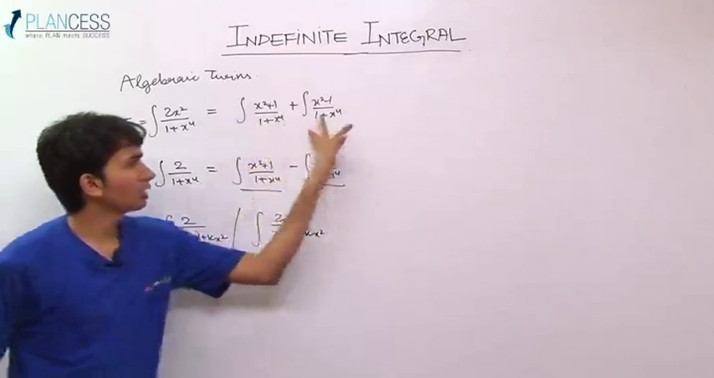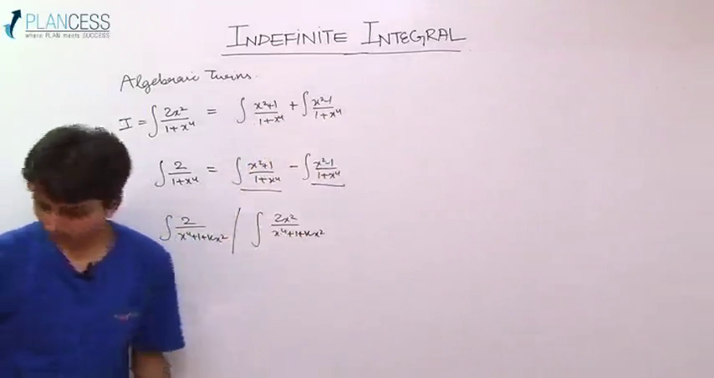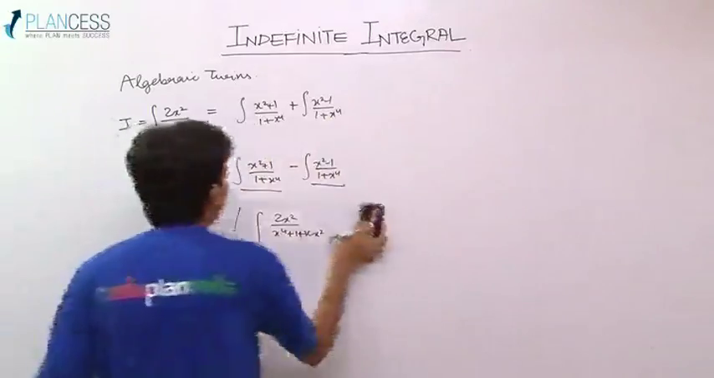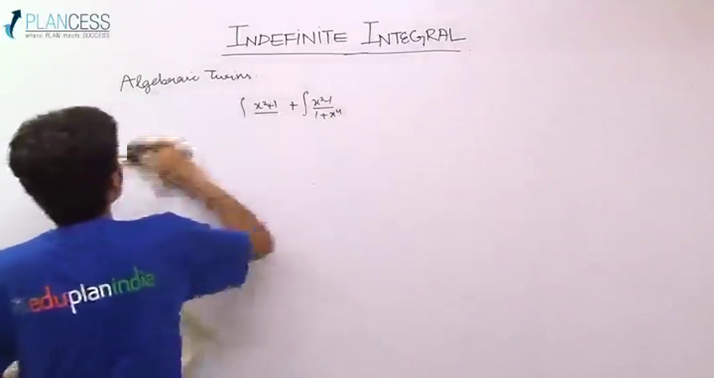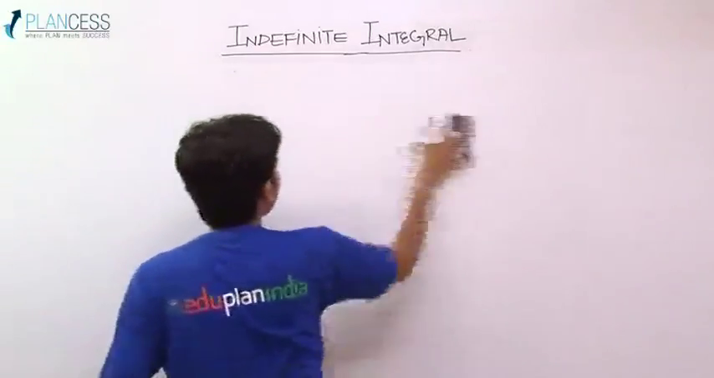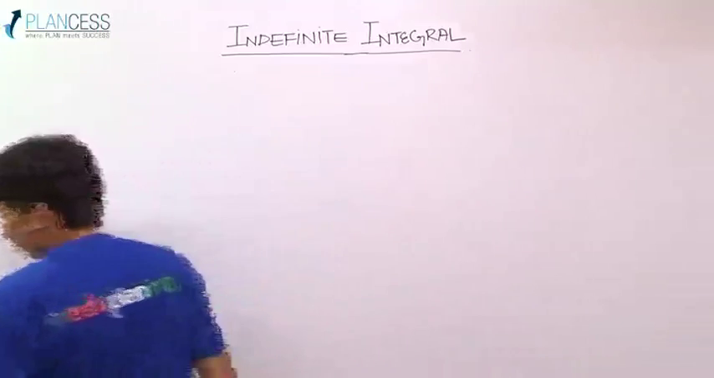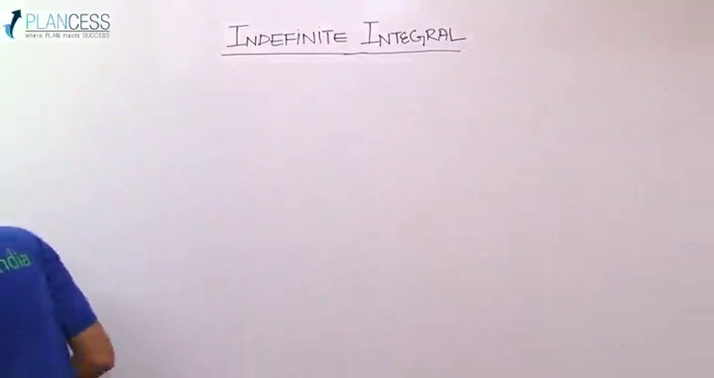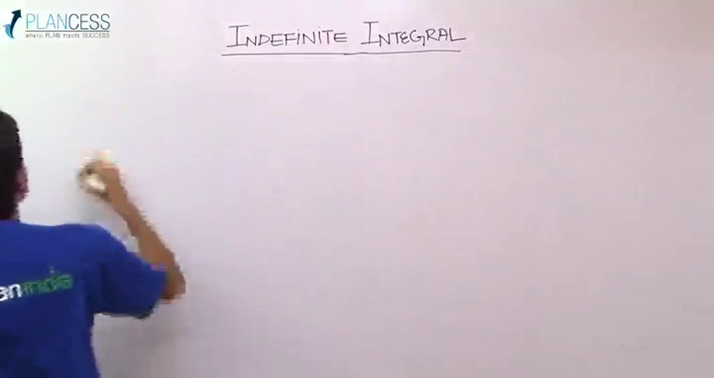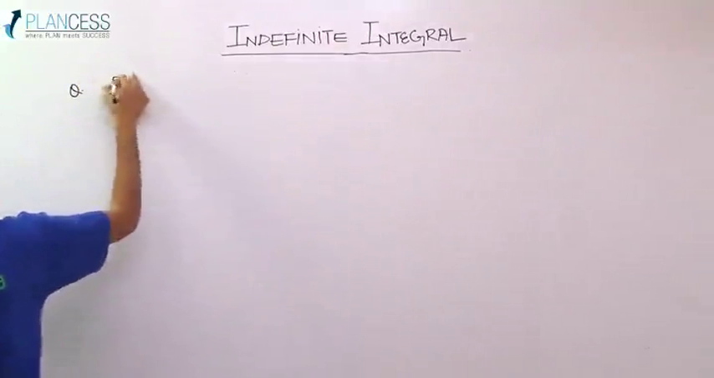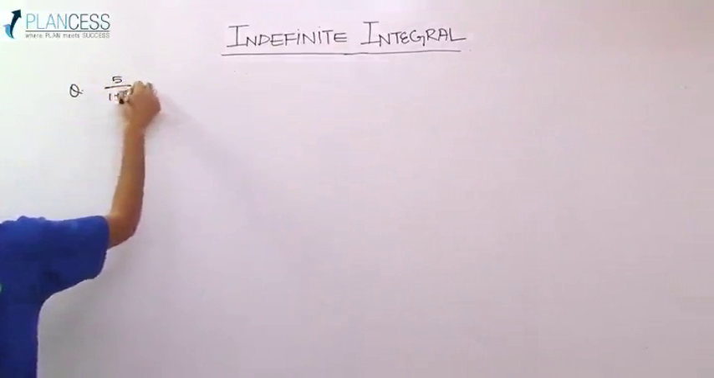I'll tell you how to solve this. I'll take it as an example. Let me solve one of these so that you get an idea. This is very important. It occurs very frequently. So let's take this question: we have the integral of 5 upon 1 plus x4.